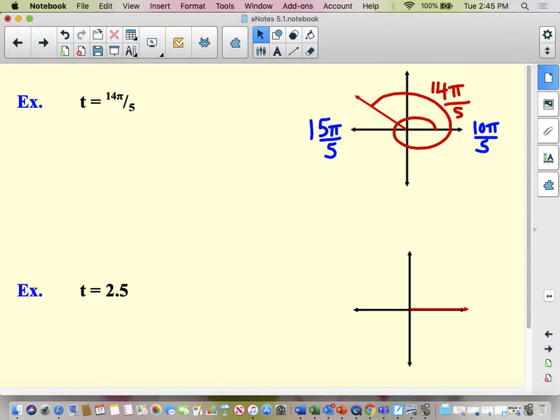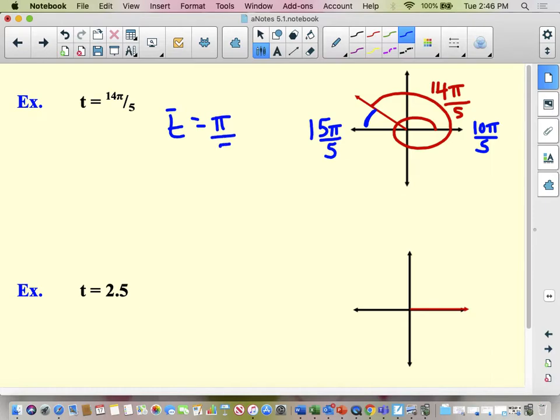So what is it referencing? Well, again, from my terminal side to the x-axis, that's this sliver. So if my red angle is 14/5, how many more to get to the x-axis, to get to 15/5? Well, 15/5 minus 14/5 is 1/5. So that reference angle is pi over 5.